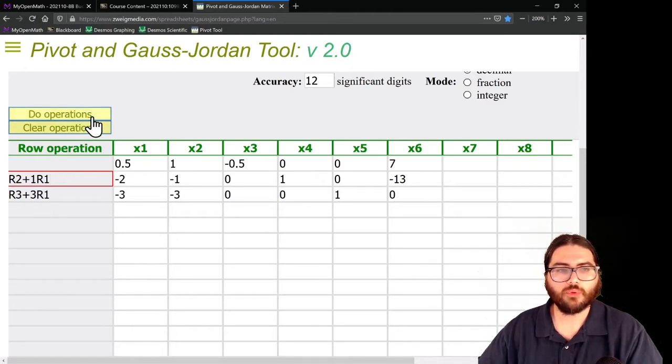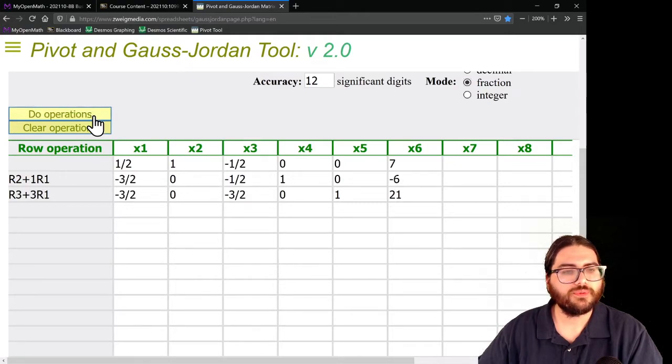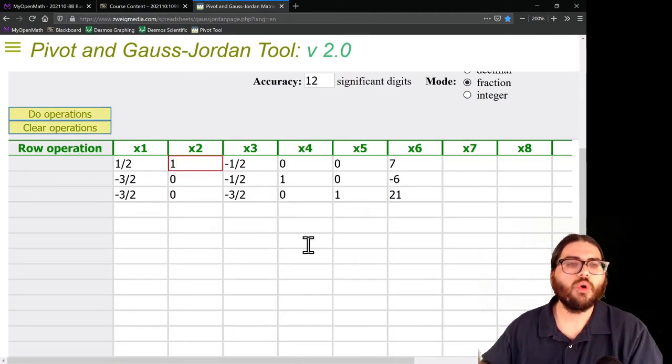Let's do these operations, please. First, I'll change it to a fraction mode. Now let's do these operations. There we go. Clear them out. And now I have completed one pivot operation.